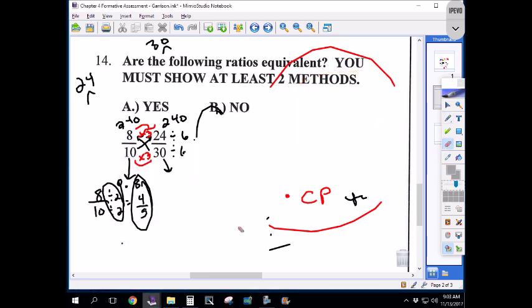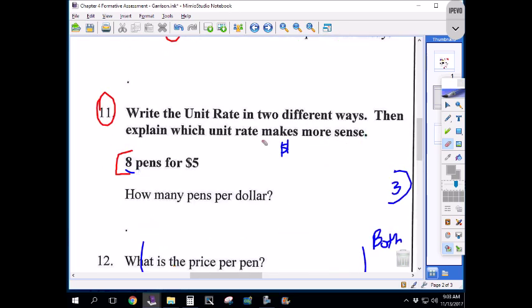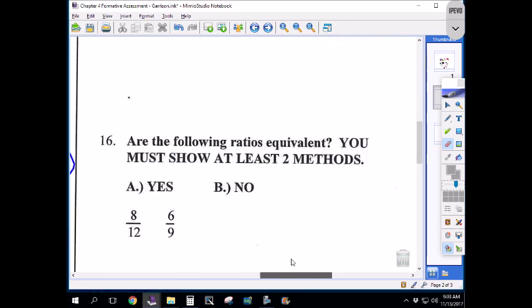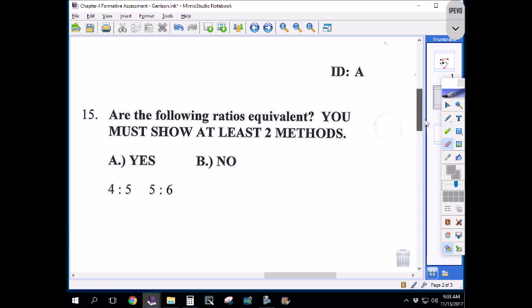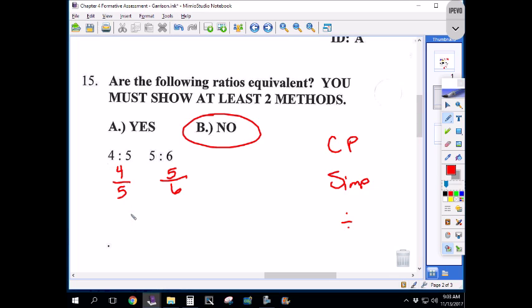Let's keep going. Let's go over to number 15. Here we have the ratios. The first thing I did is I rewrote them in fraction form. So it is going to end up being no. Now let's go through the methods here. We have cross products. We have simplifying. We have dividing. So let's do it.